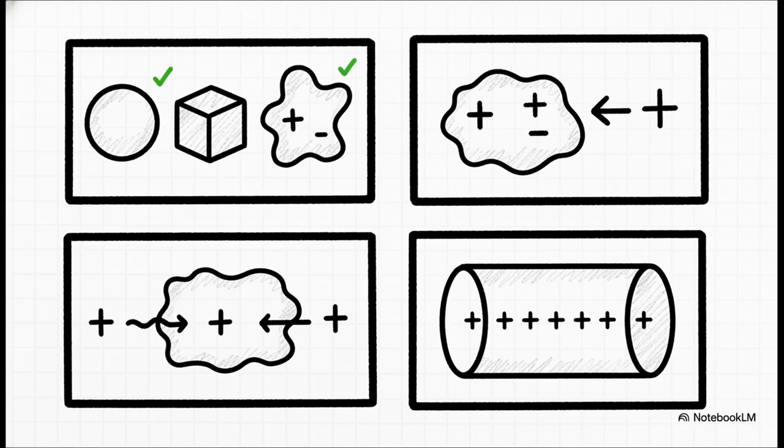Third, any charges outside the surface, they definitely affect the E field, but they don't change the total net flux. Why? Because any field line from an outside charge that goes in must also come out, so it cancels itself out. And finally, the whole secret to making this law easy to use is picking a clever Gaussian surface that matches the symmetry of your problem. That's the real pro move.